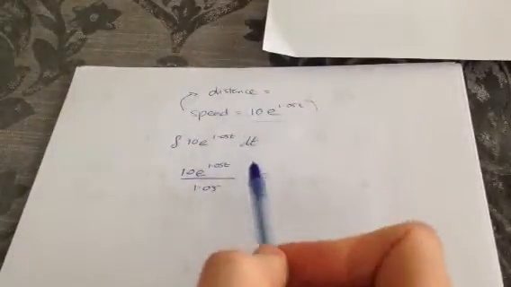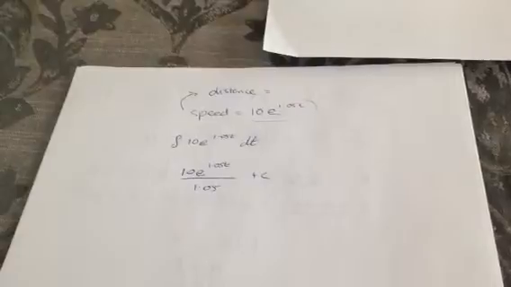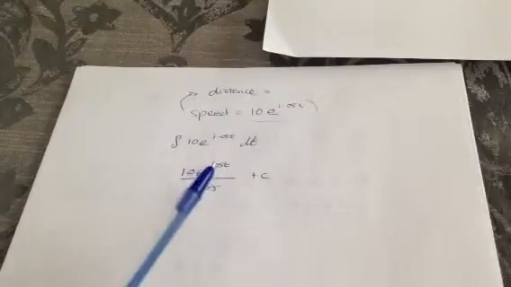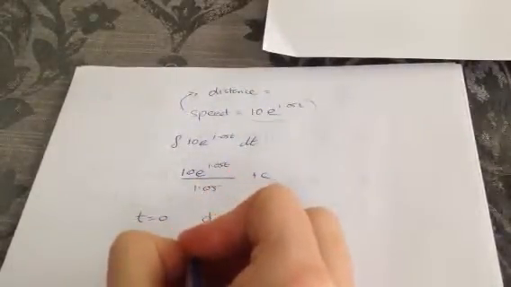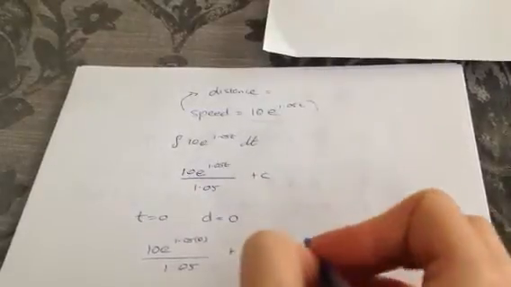the c. Now that's my distance formula, and because I would really like to know c, and there's nothing else mentioned in the question, the only thing that I know is that when t is 0, my distance or displacement is 0. So when t is 0, my distance or displacement is 0. So that is 1.05 times 0 all over 1.05 plus c is equal to 0 in this situation. And you're going to clean this up, and e to the power of 0 is 1. So that's 10 all over 1.05.